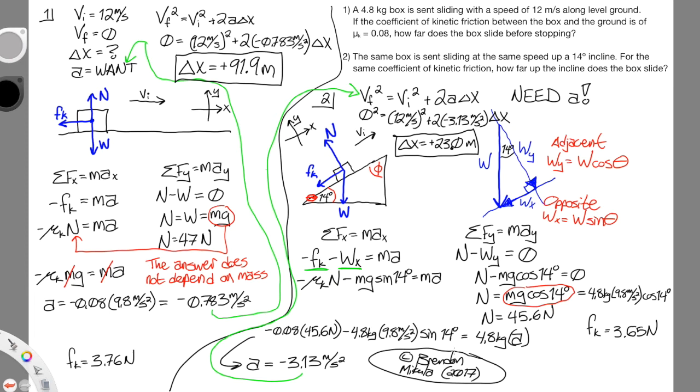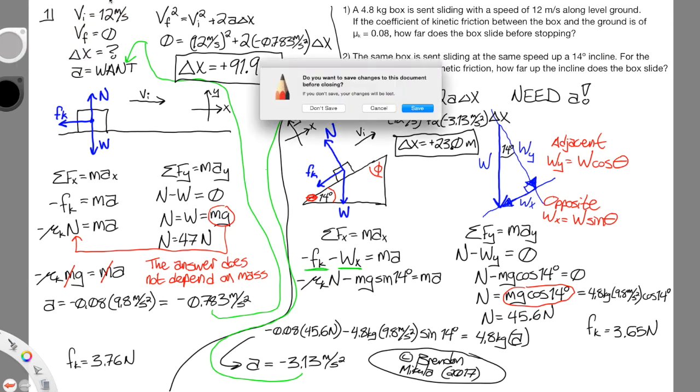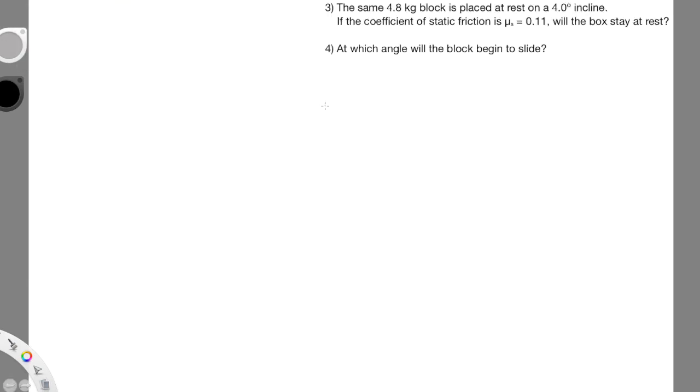What about static friction? We're going to take the same 4.8 kilogram block and place it at rest on a 4-degree incline. If the coefficient of static friction is 0.11, will the box stay at rest? So we are doing problem 3 here now.